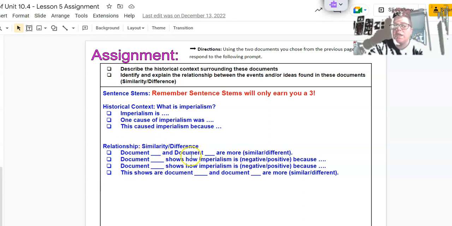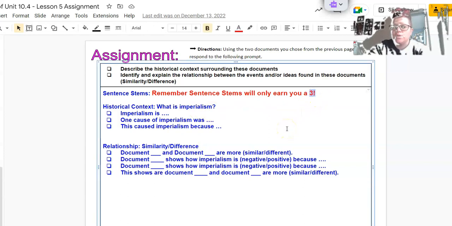You've got to tell me which document you're looking at. Are they more similar or more different? Negative, positive, because. All right. And again, this is only going to earn you a 3. So don't do 7 sentences and come up to me and ask, why did I get a 3? Why didn't I get a 5? No. You did exactly what you were supposed to do, but you got a 3. If you want to go above that, you have to make sure that you're giving more examples. My suggestion for going above that is to make sure that you're actually explaining how they're similar in their point of view, how they're different in their purpose, how they're different in their audience, along those lines.